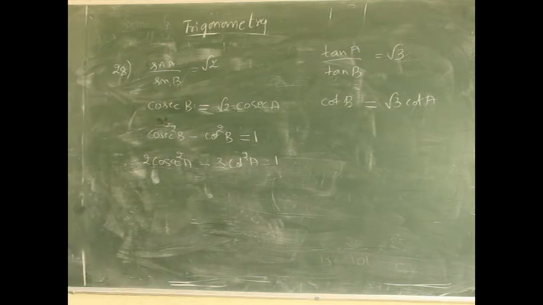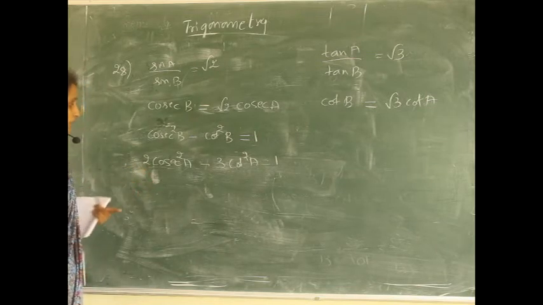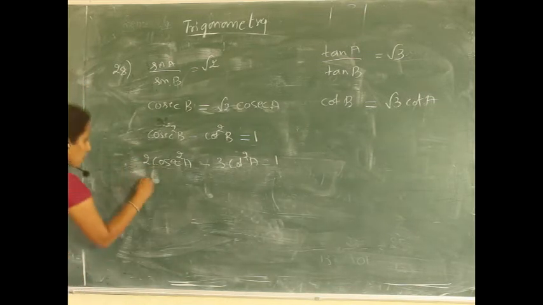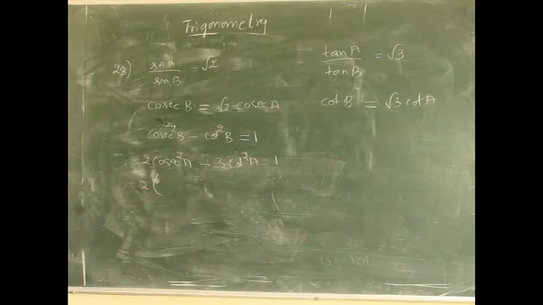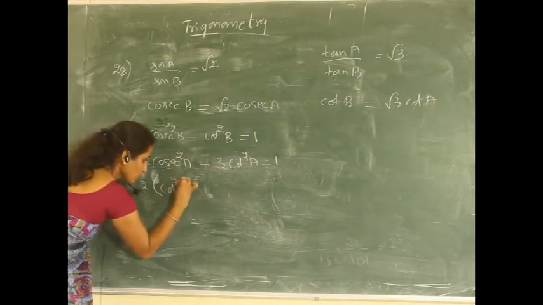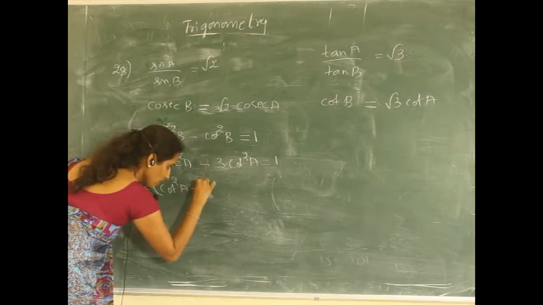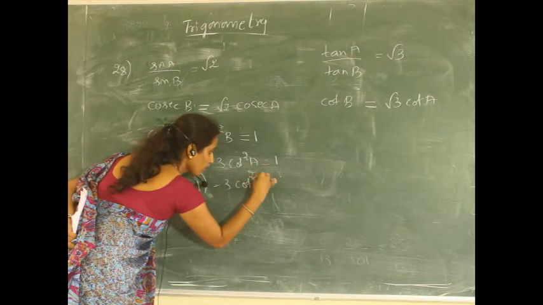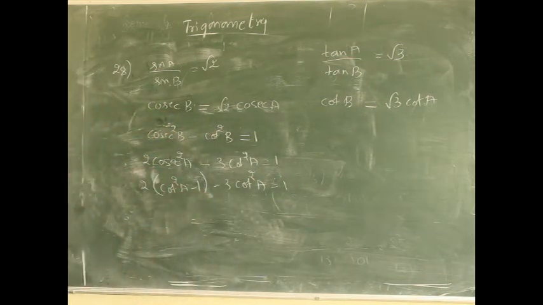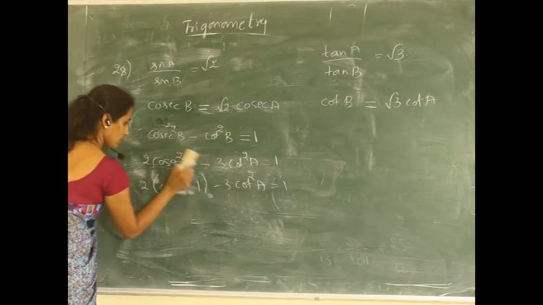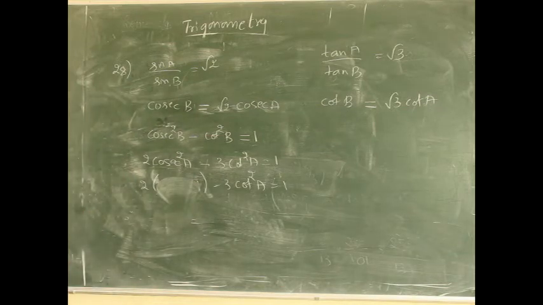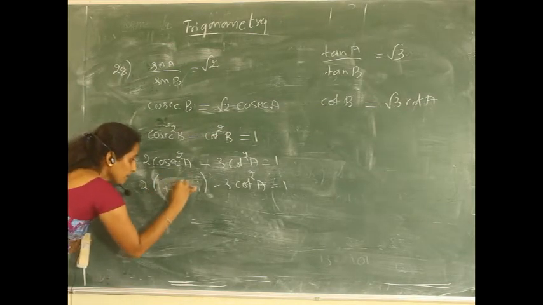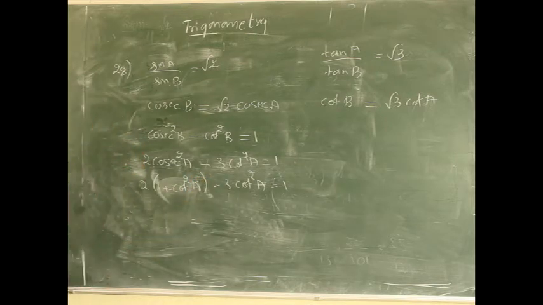3 cot square A is equal to 1. So now again we want A and B. Either we have to convert that to cosec or we have to convert that to cot. Same terms. So we can write again cosec square A as, cot square A minus 1 plus cot square A is cosec square A. So cosec square A is 1 plus cot square A.